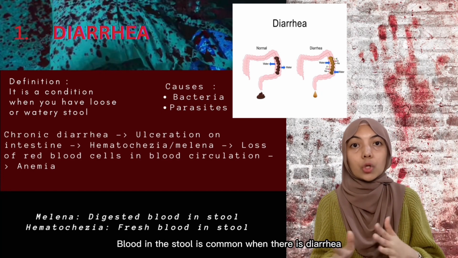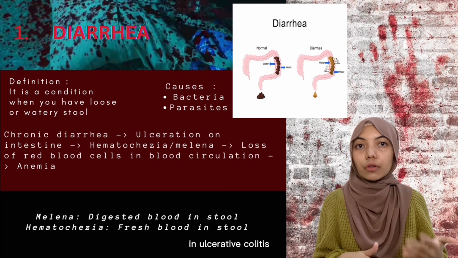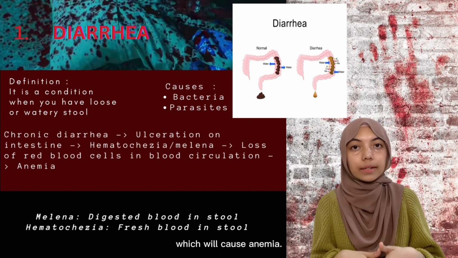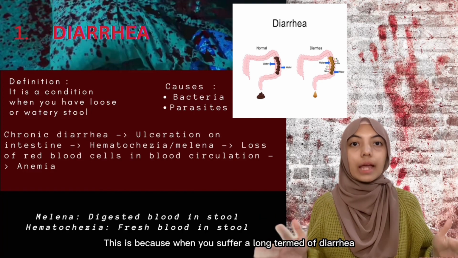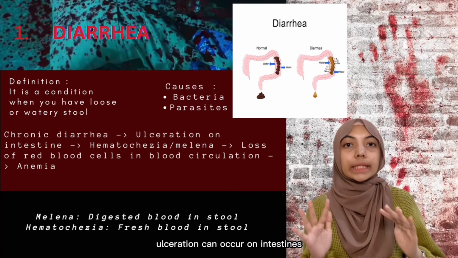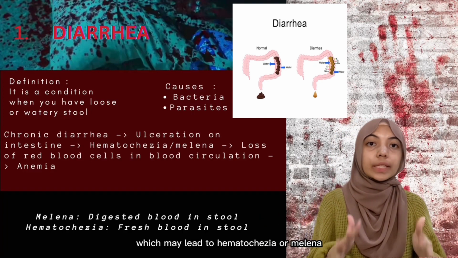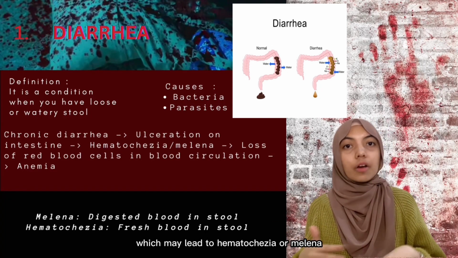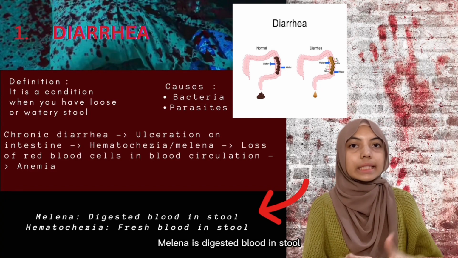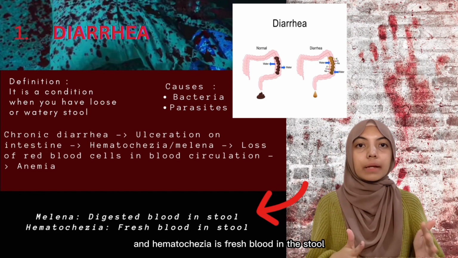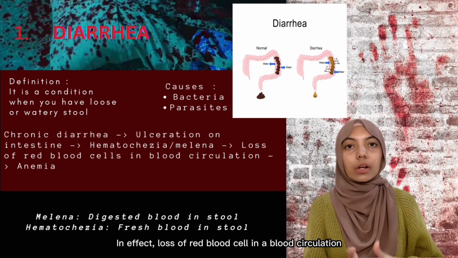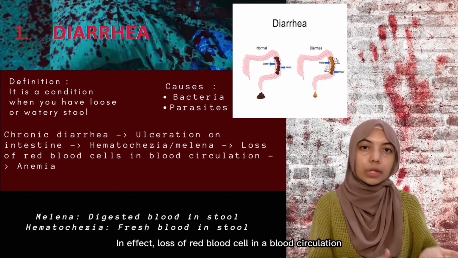Blood in the stool is common when there is diarrhea in ulcerative colitis, which will cause anemia. This is because when you suffer a long term of diarrhea, ulceration can occur on the intestine, which may lead to hematochezia or melena. For your information, melena is digested blood in stool and hematochezia is fresh blood in the stool. In effect, there is a loss of red blood cells in the blood circulation.